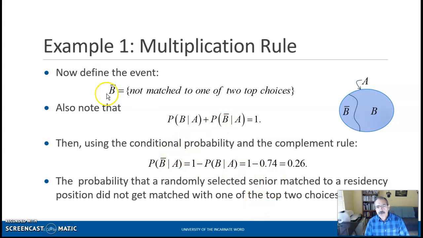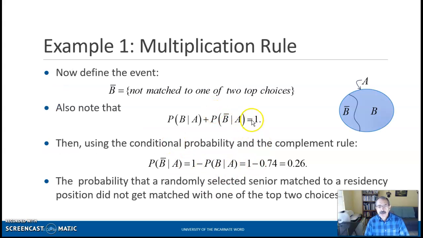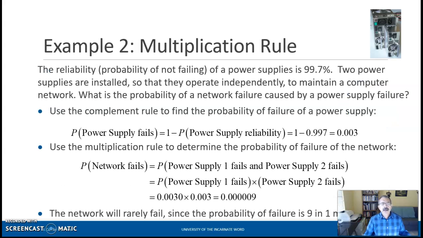So in this example, we use the multiplication rule when the events are not independent. And we took advantage of both the conditional probability and the complement rule to answer the second part of the problem. So we're ready to use these concepts to solve problems that perhaps may not be as straightforward as the first part of this problem. All right, let's look at another example.